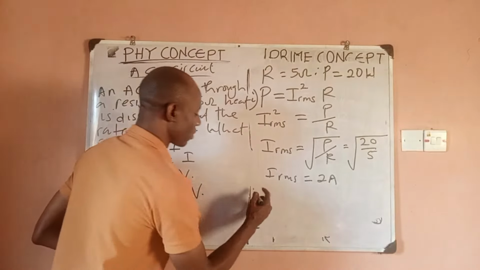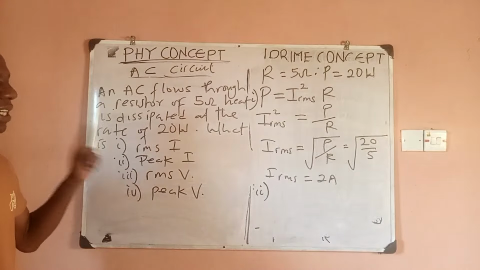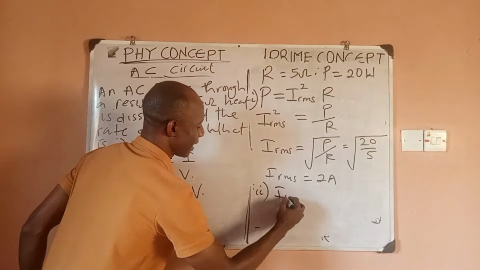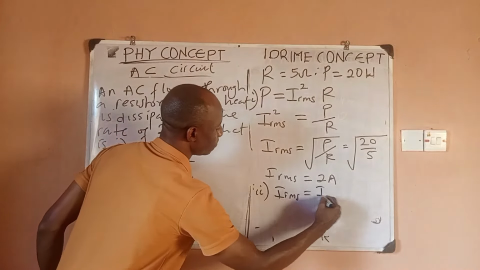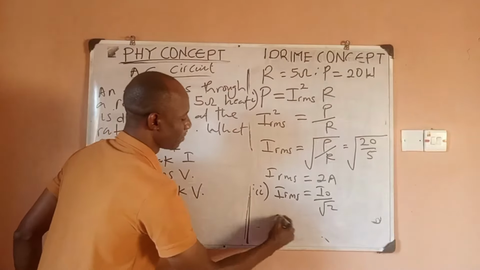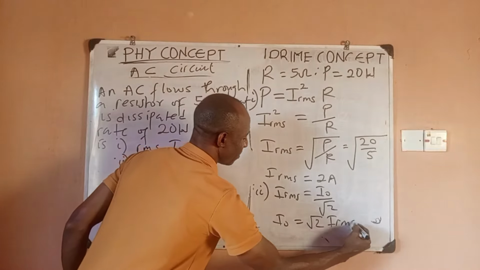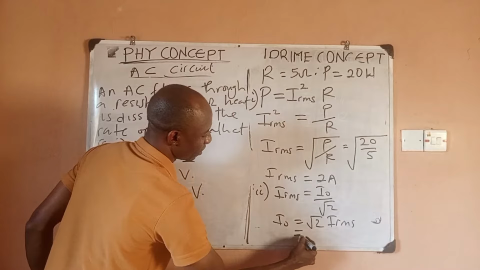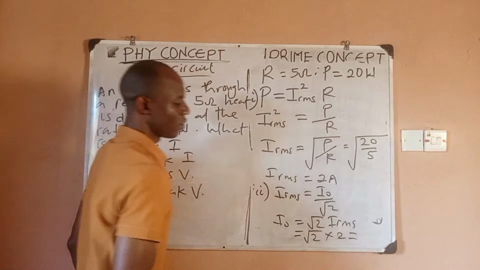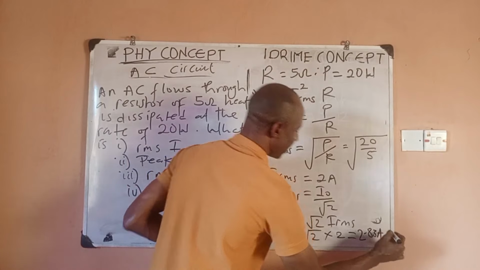And the second part of the question says we should find the peak current. Everybody should be able to solve this. You know that IRMS is equal to peak over root 2. So what it means is that peak current is going to be root 2 times RMS current, which is going to be root 2 times RMS 2. Our answer will be what? 2.83 ampere.